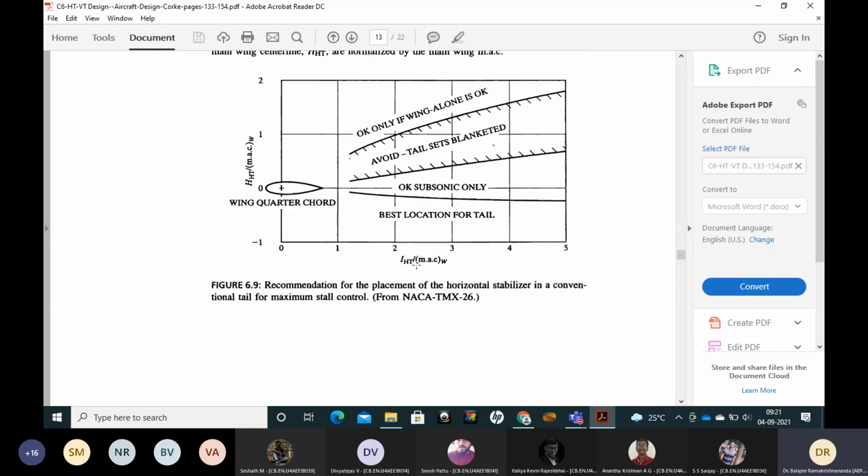One more thing is, whenever you design a tail, after the whole design is over, you should make sure that the tail does not hit the ground during takeoff and landing. It's a very dangerous thing.